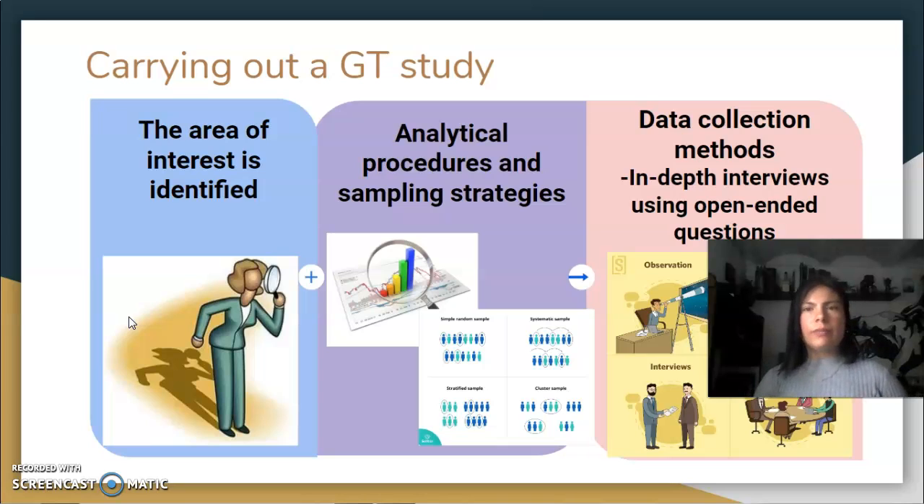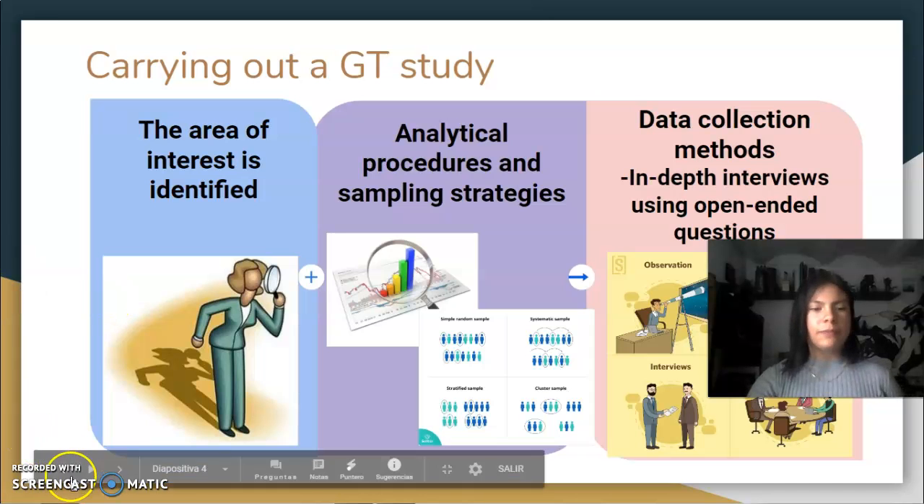Carrying out a grounded theory study. The first step in conducting a grounded theory study is to identify the area of interest, then decide the analytical procedures and sampling strategies, and then to select a method to collect data. The most common method to collect this data is in-depth interviews using open-ended questions.